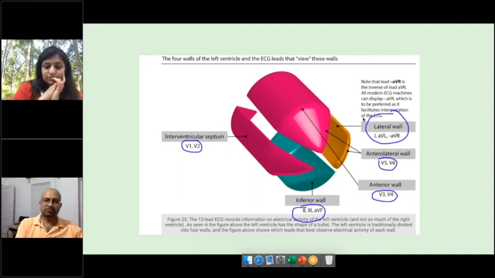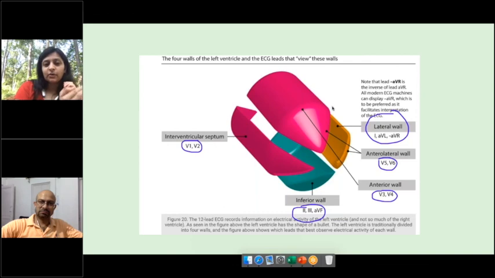Yes, ma'am. My question is the position of the chest leads, in which intercostal space? Usually you start with the second intercostal space on the right, then the second intercostal on the left, then you come to the third, then the fourth, and then in the fifth you go on to the anterior axillary and mid-axillary.